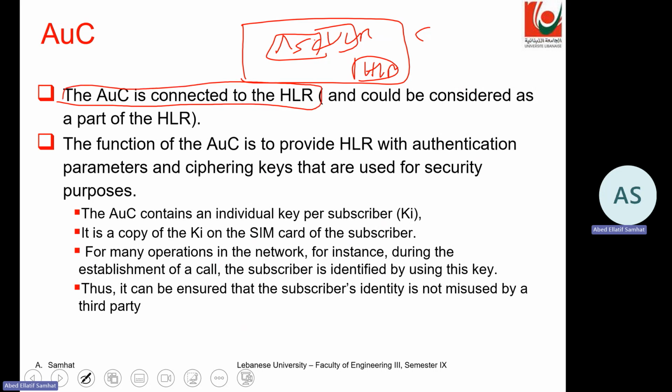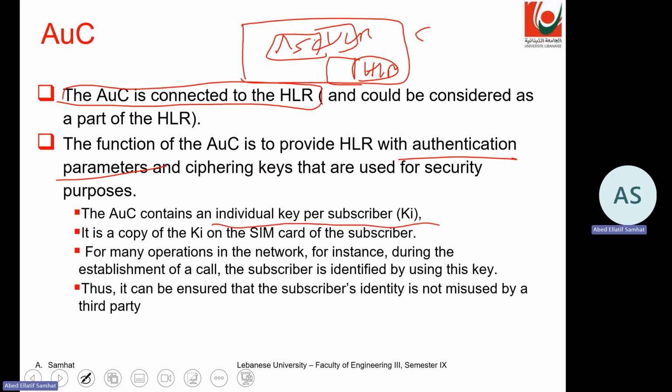It could also be considered as part of the home location register, because the objective is to generate authentication parameters. So the ciphering keys that are used for security to encrypt your communication through the cellular network are generated using the authentication center. And the authentication center will contain the individual key per subscriber.